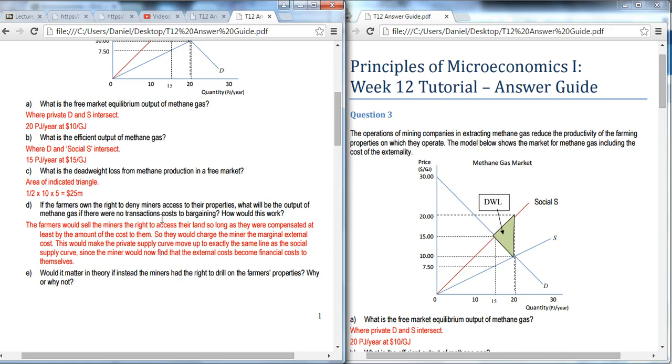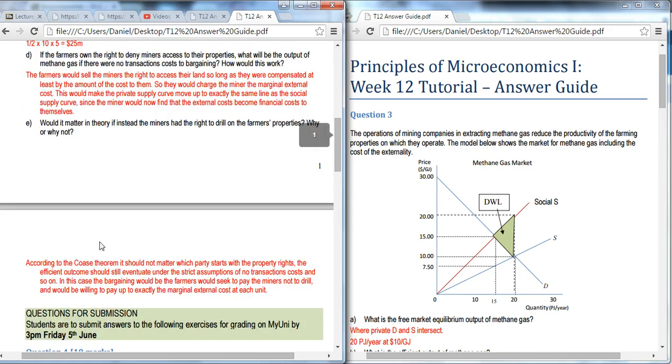If the farmers have the right to deny miners access to the properties, then in that case, the miners will pay them to access the properties until the socially efficient quantity, at which point it's not worth the miners paying them anymore. But part E says, would it matter in theory if instead the miners had the right to drill on the farmers' properties? Why or why not?